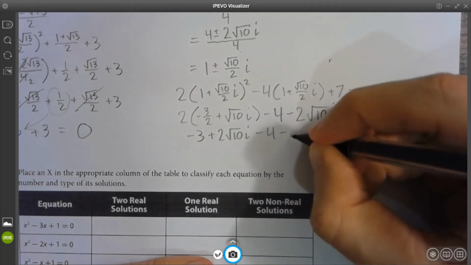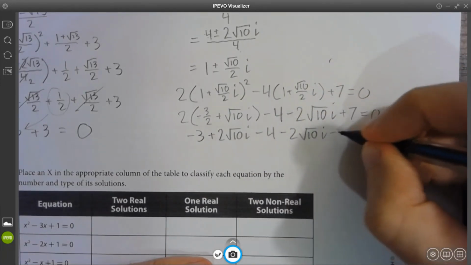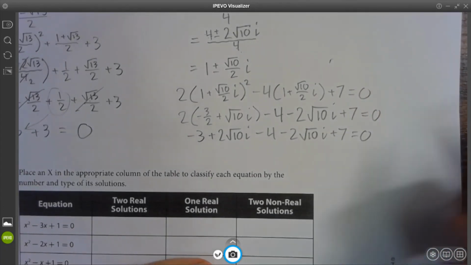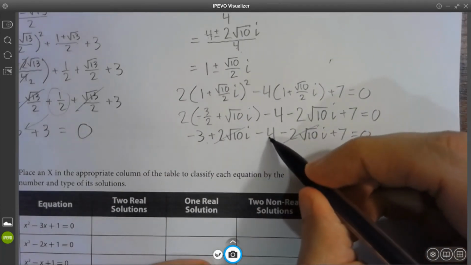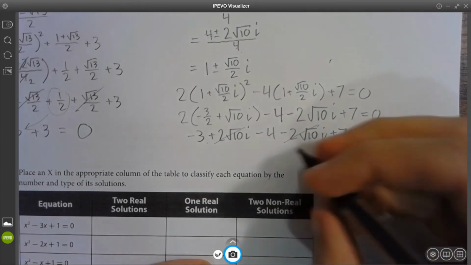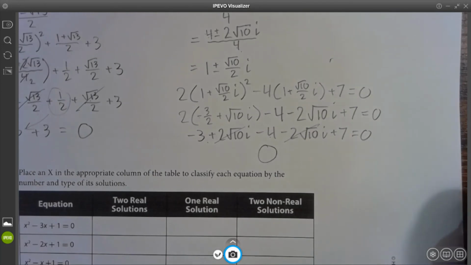Everything else stays the same. And would you believe it? That and that cancel. Negative 3 and negative 4 makes negative 7. Plus 7 is 0. We do get 0. So that one was quite the doozy. But yeah, they all worked out.